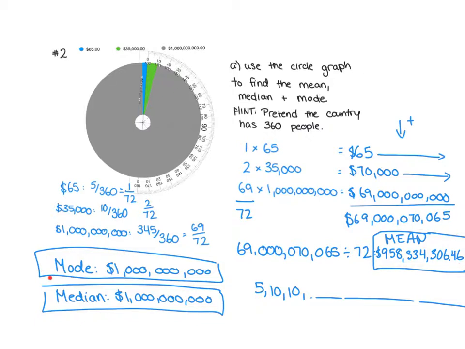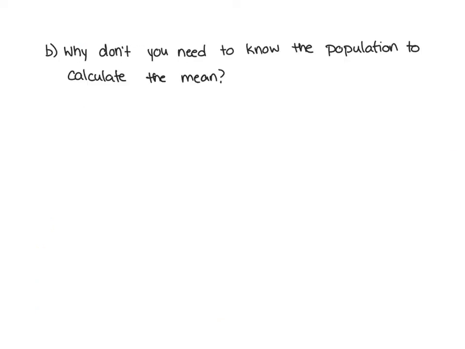Our mode, our most common number, is going to be 1 billion because there's 345 out of 360 people that are making $1 billion, according to our very inaccurate data. The median is also going to be 1 billion because if we were to write out 72 numbers, we'd get a 5, 2 tens, and then everything else is going to be a billion for the next 69 numbers. So obviously the number in the middle is going to be 1 billion.